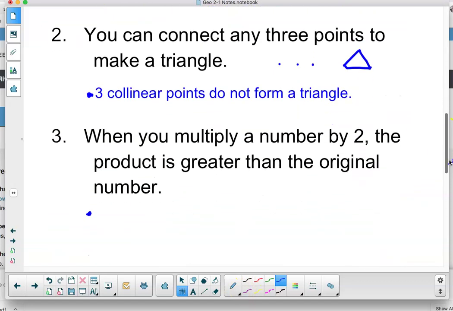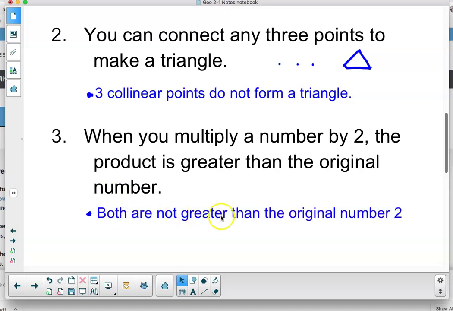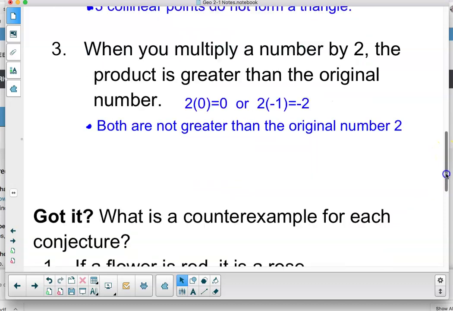Your turn. When you multiply a number by 2, the product is greater than the original number. And product is the result of a multiplication. Think about it. Talk amongst yourselves. When is this wrong? Can you think of an example? The product is not greater than the original number if the number is 0, or if the number is negative. So those are 2 examples where that would not be true.